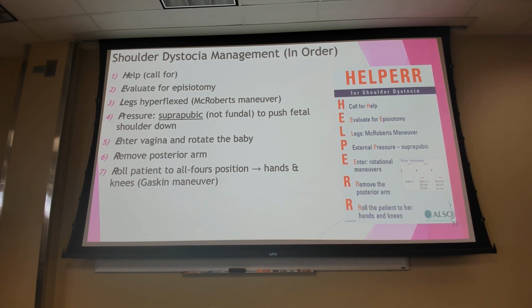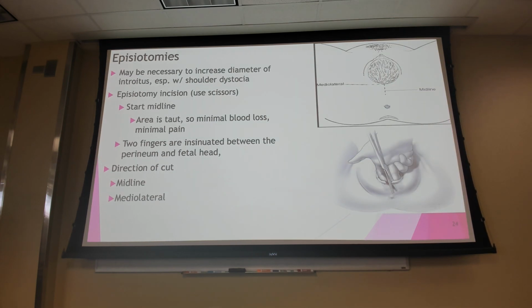Then we can use this HELPER mnemonic to help us remember the different steps. And here's the thing, this goes in order. This is how they do it. They first call for help, and then they do the next one, and then the next one. So let's go through these. Help, I need some help in here. The next thing they're going to do is an episiotomy.